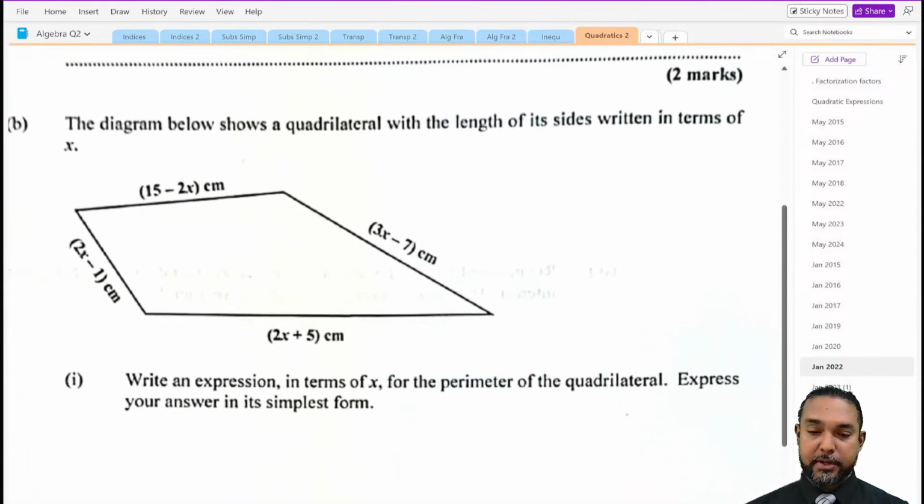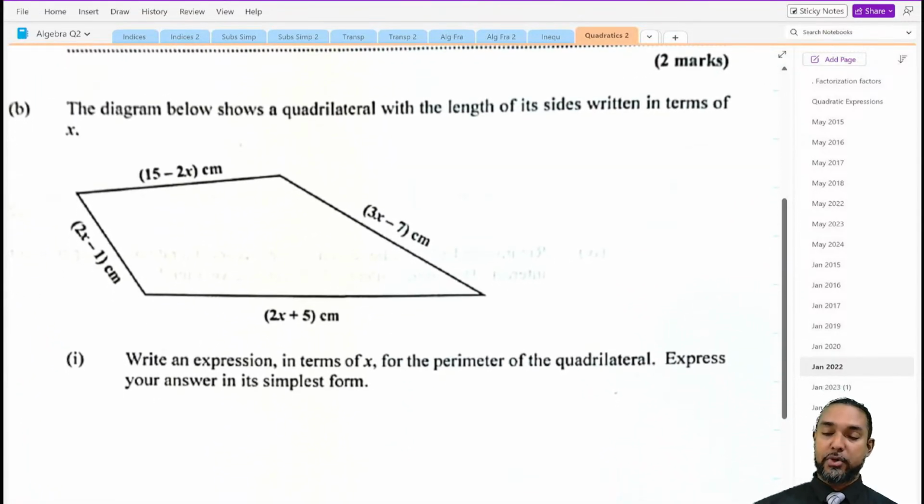All right. Now, this one says here, the diagram below shows a quadrilateral with the length of its sides written in terms of x. A quadrilateral is a plane figure with 4 sides. Quad, 4 lateral sides. Now, it says, write an expression in terms of x for the perimeter and express your answer in its simplest form.